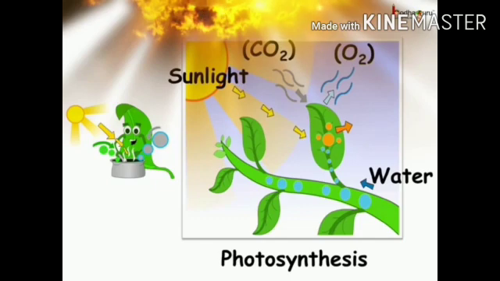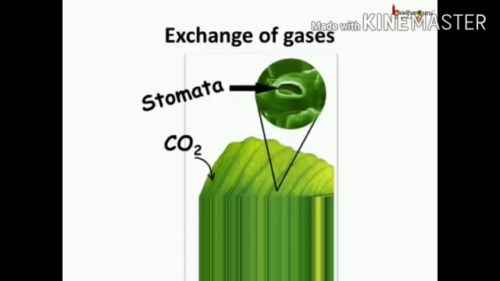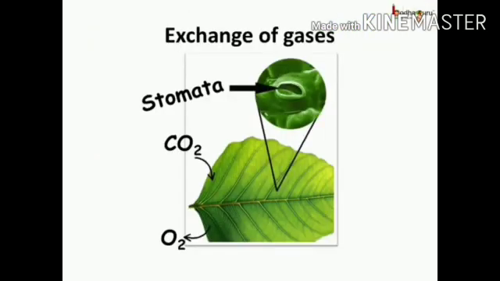This process of making food, which is glucose, is called photosynthesis. You know, photosynthesis is the main source of oxygen on the earth. Besides making food, the leaves perform some other tasks too. The leaves are full of tiny openings which are called stomata. The stomata are used to exchange gases with the environment, like absorbing carbon dioxide and releasing oxygen gas.